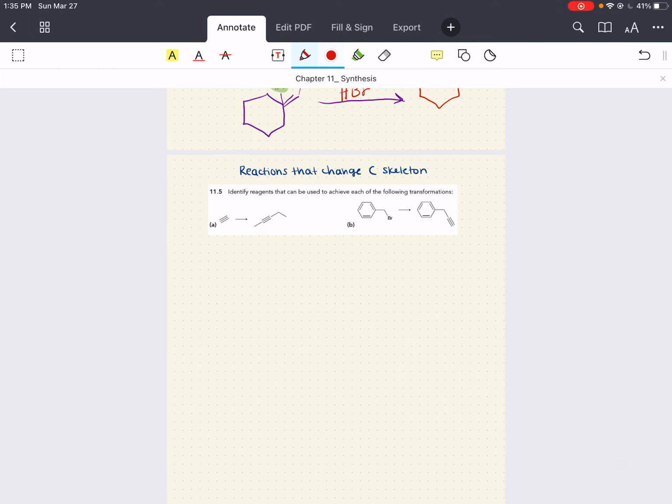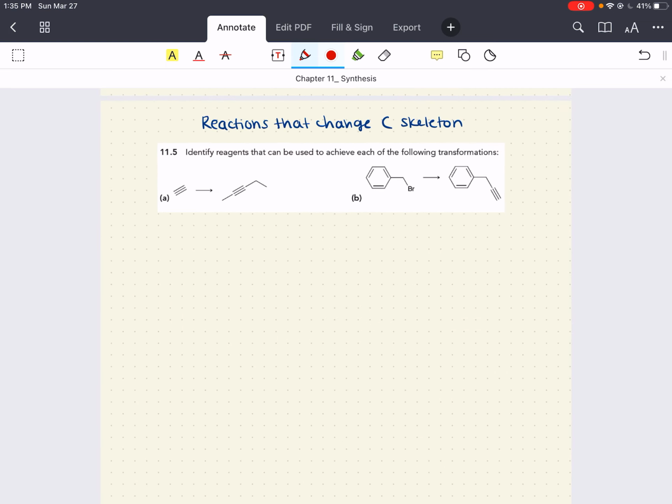We're going to do the same thing again. Let's develop synthesis pathways for these two reactions. These reactions involve changes in carbon structure, so we want to keep that in mind. We're starting off here with a triple bond, so just 2 carbons here, and we're ending off with 1, 2, 3, 4, 5 carbons. So we're starting with 2 carbons and ending up with 5 carbons.